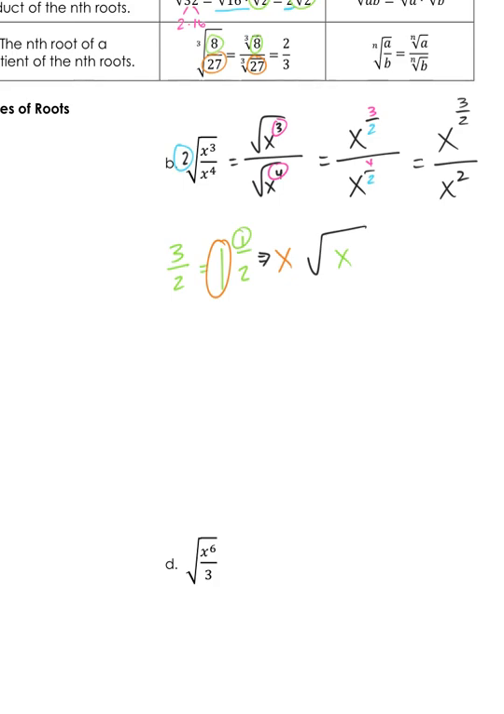So I'm going to go ahead and write that. So this equals x square root of x over x squared. Now I've got x divided by x, which I can now simplify. So this is the square root of x over x as my final answer.